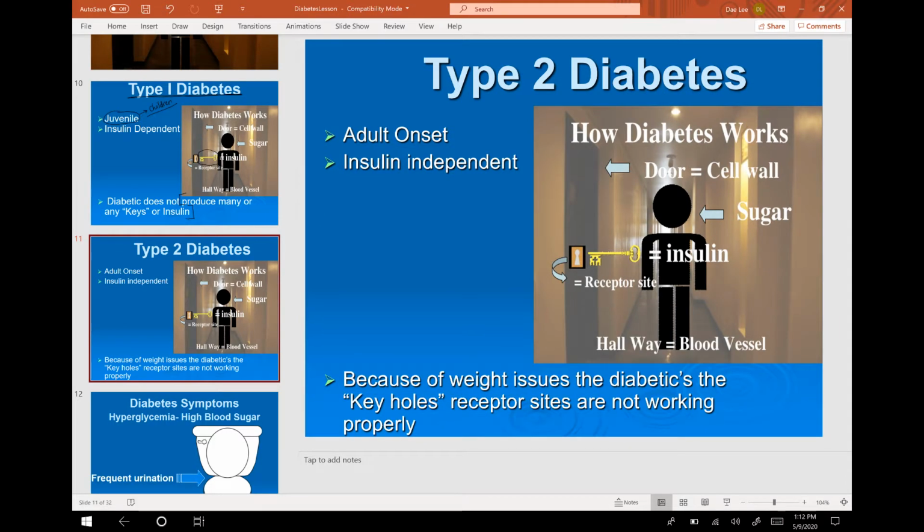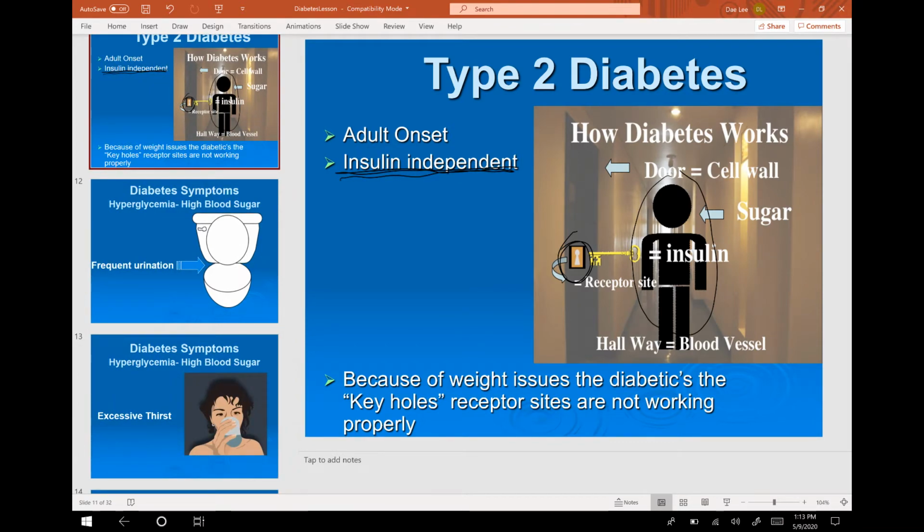Type 2 diabetes is called adult onset diabetes. It's also called obesity-related diabetes. This one is known as insulin independent, which means insulin doesn't really have much of a factor in playing a role in why this diabetes is caused. So, in this case, weight issues lead to the diabetic having keyholes that don't really work. So it's not really a problem with the insulin or how much insulin you're producing. Something's changing with the keyhole, okay, with the shape of the keyhole, so that the keys aren't fitting. Obviously, if the keys don't fit, the door can't open, and you're going to have individuals in the hallway again, right? Which is representing sugar backing up into the blood vessel.